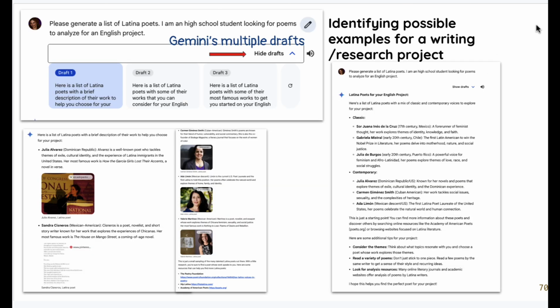Another example is imagining I'm a high school student looking for poems to analyze by Latina poets. And I'm using Gemini. Notice the idea that it has more than one synthesis here. It's 3 possible drafts. And I look at all 3, and I've come up with a really nice list. But not only a nice list, it gives me examples of the poet's most famous or notable works.